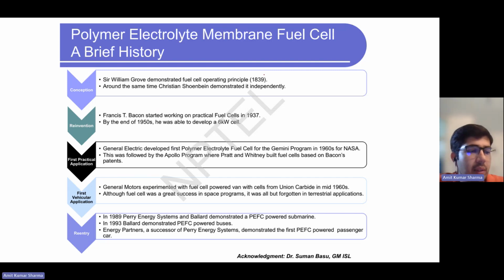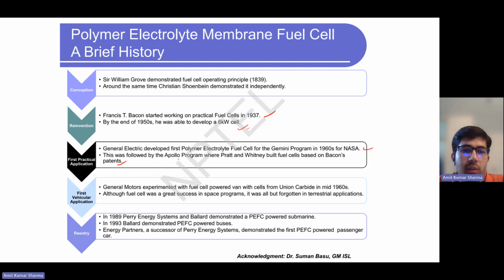Now the brief history of the polymer electrolyte membrane fuel cell. Sir William Grove demonstrated the fuel cell operating principle in 1839. Around the same time, Christian Schönbein demonstrated it independently. Then Francis T. Bacon started working on practical fuel cells in 1937, and by the end of the 1950s he was able to develop a 6 kilowatt fuel cell. General Electric developed the first polymer electrolyte fuel cell for the Gemini program in 1960 for NASA. This was followed by the Apollo program, where Pratt and Whitney built a fuel cell based on Bacon's patent.